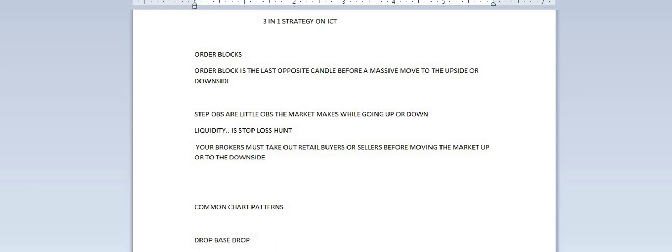So one thing you need to understand is, what is an order block? An order block is the last opposite candle before a massive move to the upside or to the downside. So let me just show you something.